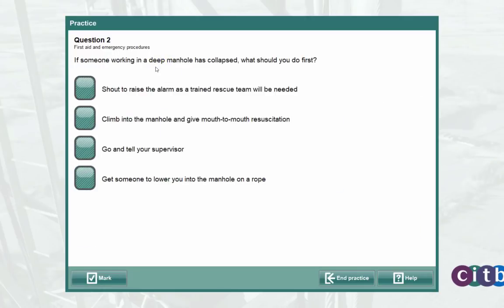If someone working in a deep manhole has collapsed, what should you do first? Shout to raise the alarm, as a trained rescue team will be needed. Climb into the manhole and give mouth-to-mouth resuscitation. Go and tell your supervisor. Get someone to lower you into the manhole on a rope.